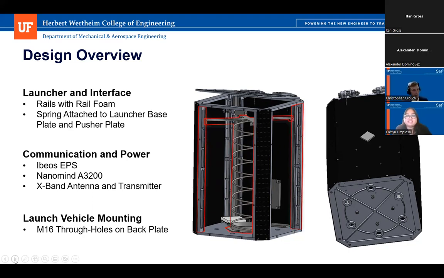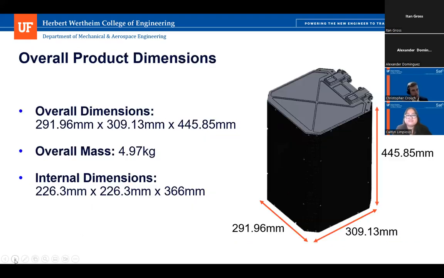For our communication and power subsystem, we have our electrical power system, EBIOS EPS, our CPU, Nanomind A3200, and an X-band antenna and transmitter as outlined in the red. For our launch vehicle mounting subsystem, we have M16 through holes on the back plate. Our product has the overall dimension of 292 by 309 by 446 millimeters. So it is able to fit in the payload fairing of any compatible launch vehicle.